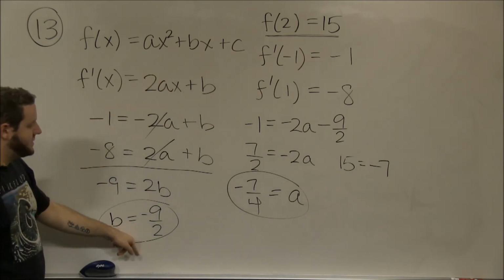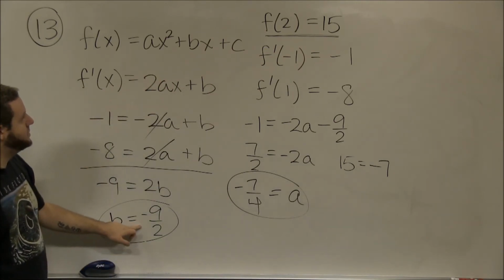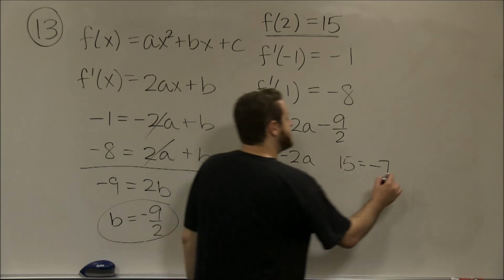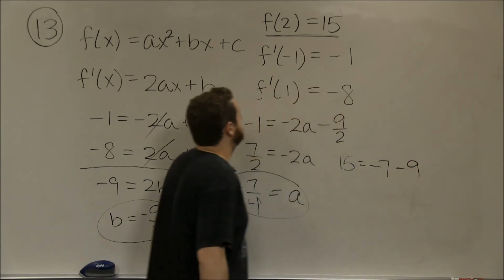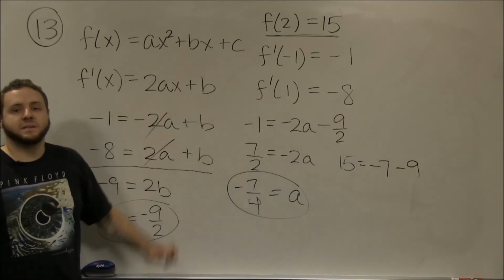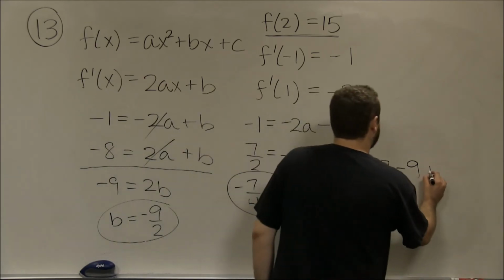B is negative 9 over 2. So negative 9 over 2 times 2 is going to give us negative 9. And finally, plus c, that's what we don't know. That's what we're trying to figure out.